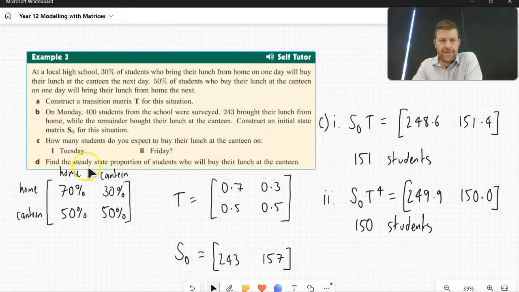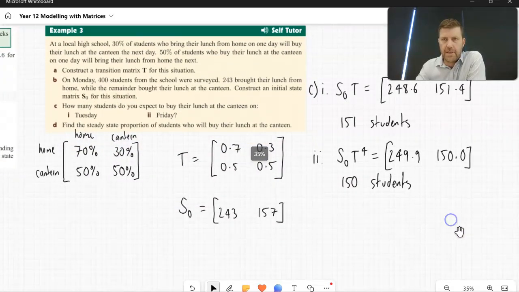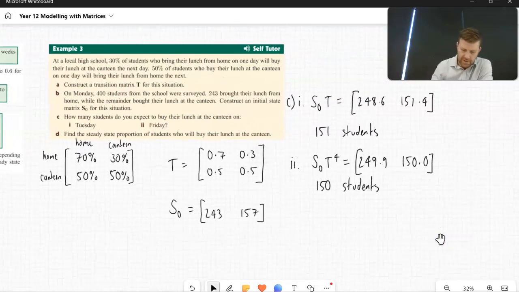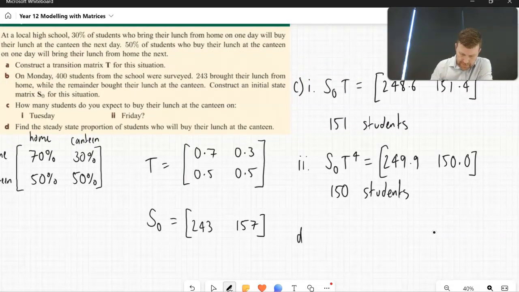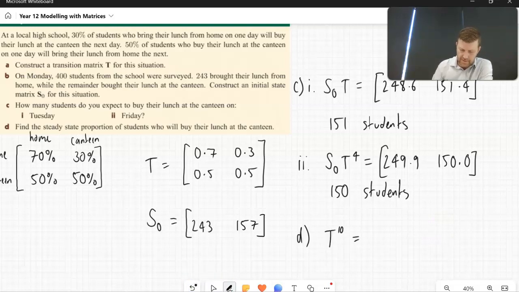Now, the last question is to find the steady state proportion of students who will buy their lunch at the canteen. Steady state proportion. So what we're going to do, rather than continue this repetitive multiplication, is just raise the transition matrix to a large number. Now, here you just got to, I guess, think of a large number. So for this one, I'm going to start by raising the transition matrix to the power of 10. In fact, let's just do T to the power of 10 and see what that equals.